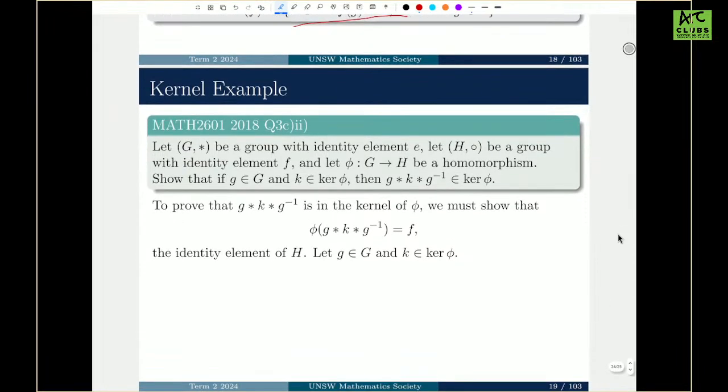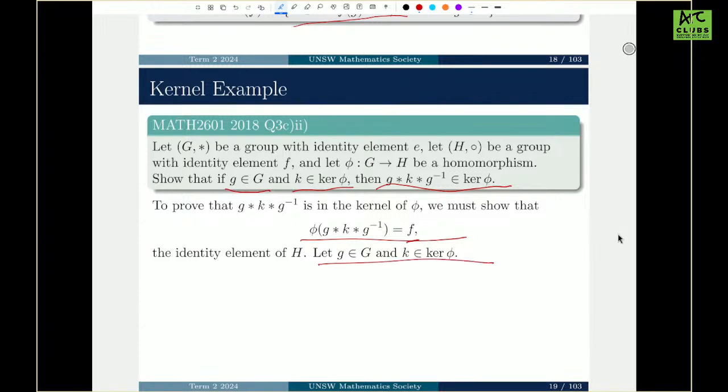Okay, here's an example. Suppose we have a group G with identity element E, and then another group H with identity element F. And we have some homomorphism phi. Show that if g is in G and k is in the kernel of phi, then g k g inverse is also in the kernel. So this is just what we have to show by definition of the kernel. Note that again, F is the identity in H.